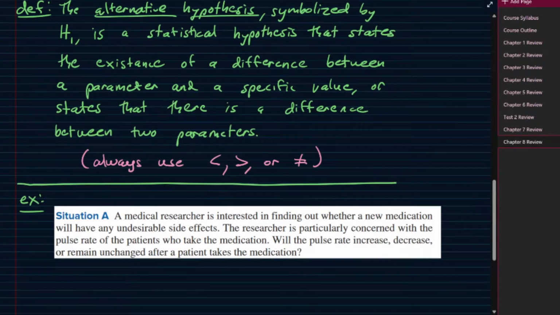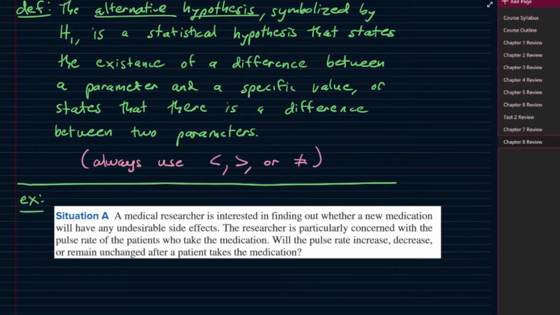So I've got a couple examples here from the book. Let's go over these and try to determine what the null and alternative hypotheses are. So this question says, a medical researcher is interested in finding out whether a new medication will have any undesirable side effects. The researcher is particularly concerned with the pulse rate of the patients who take the medication. Will the pulse rate increase, decrease, or remain unchanged after a patient takes the medication?